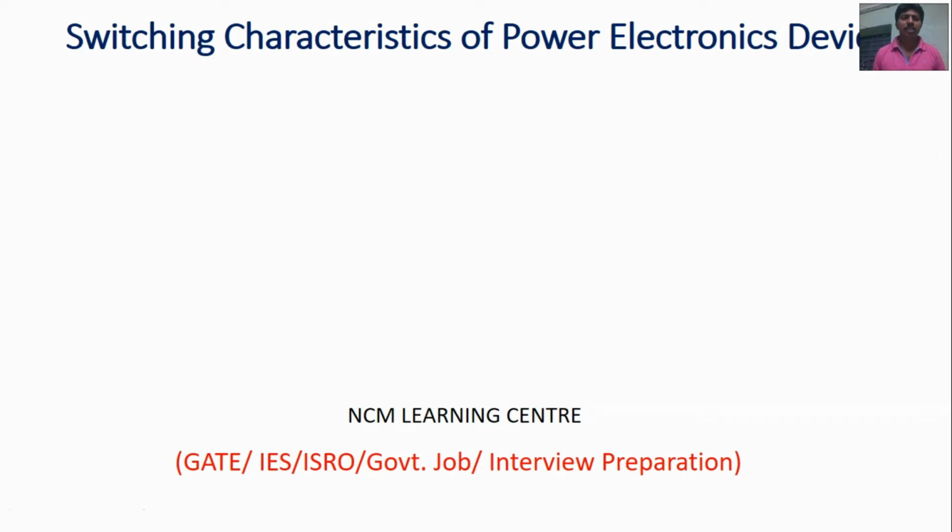Now I am going to discuss the switching characteristics of various power electronic devices such as Diode, BJT, MOSFET, IGBT, SCR, TRIAC. Okay, it is one of the very important topics for electrical engineering students.